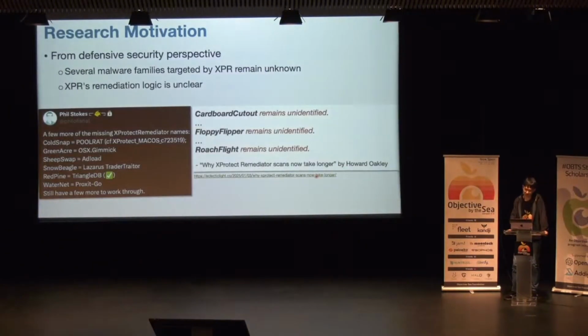But why do we care? From the defense security perspective, XPR is an interesting target for reversing. Since Apple tends to use its own naming scheme for malware, several malware families targeted by XPR still remain unknown. Researchers like Howard Oakley, Phil Stokes, and Alden Schmidt have identified some of these, but several still remain unknown due to the lack of in-depth reversing. Also, XPR's remediation logic is unclear. It seems to scan files using YARA rules and delete any that match, but is that all? That's still an open question.